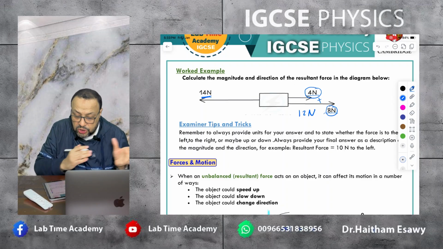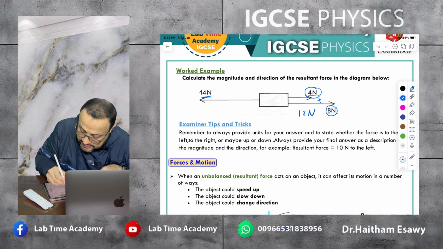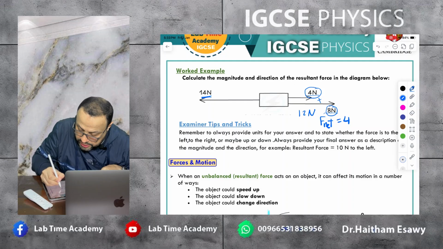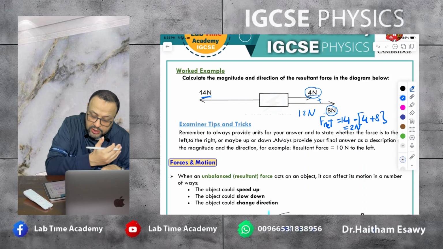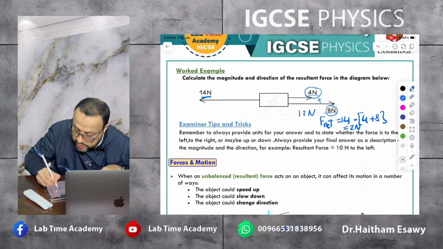To get the F resultant, just subtract them. So F net, F resultant equals 14 minus (4 plus 8), so equals 2 Newton in the direction of the greater one, 2 Newton to the left.